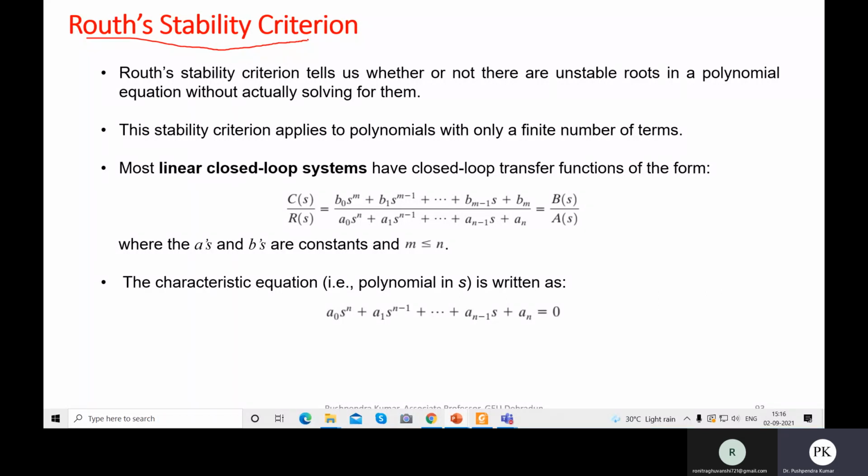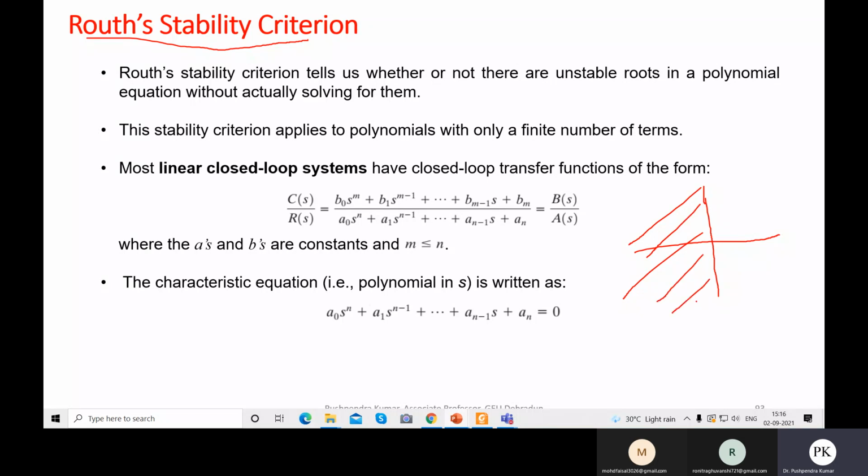So basically, as you know, if we want to check the stability of the system, we check the poles or roots of the characteristic equation. Those roots must be on the left side of the imaginary axis. This is my imaginary axis and this is my real axis. So this is the criteria for a system to be stable.